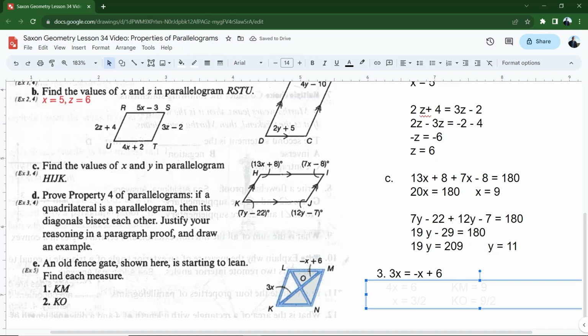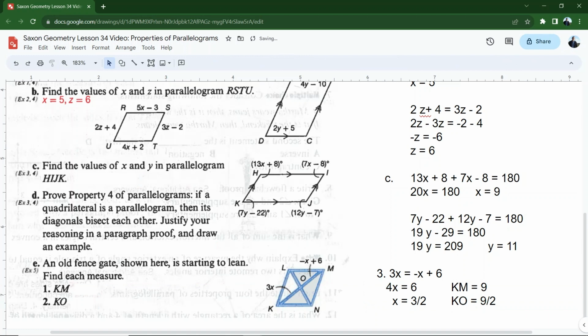3x equals negative x plus 6. I'm going to add x to both sides. I end up with 4x equals 6. Divide both sides by 4. I get x equals 6 over 4, which simplifies to 3 over 2.